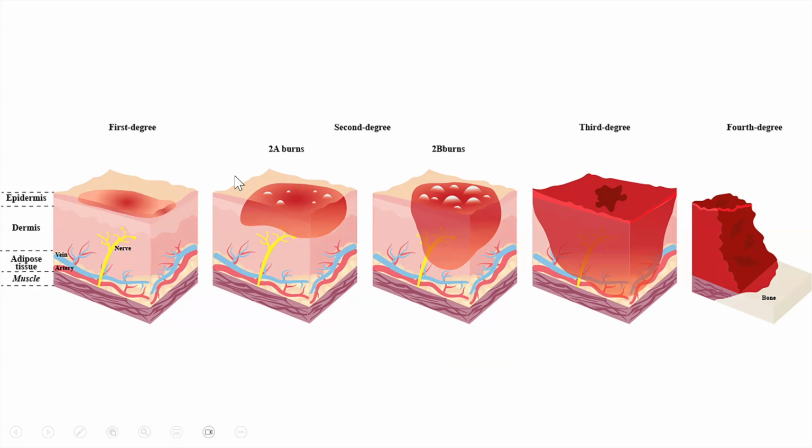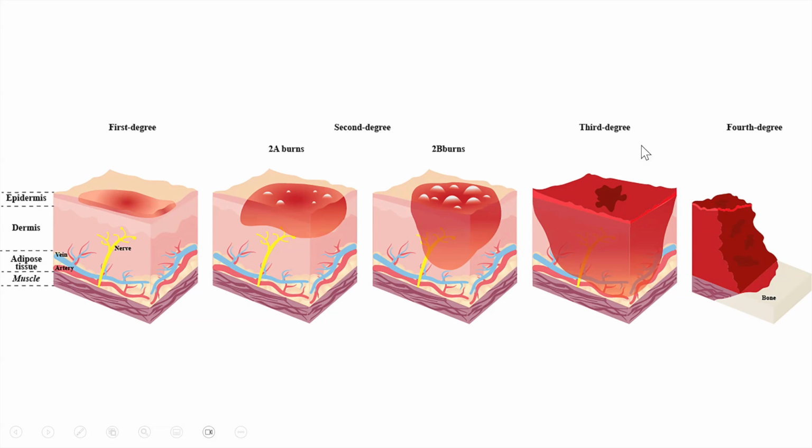The second-degree burns, both 2A and 2B, involve both the epidermis as well as the dermis. The 2B burns are a little bit deeper in the dermis, but as you can see, it doesn't go below into the subcutaneous tissues here. One other characteristic of the second-degree burns is that they will often form blisters at the top. When you see a sunburn, typically it's just red. A second-degree burn will have the formation of blisters.